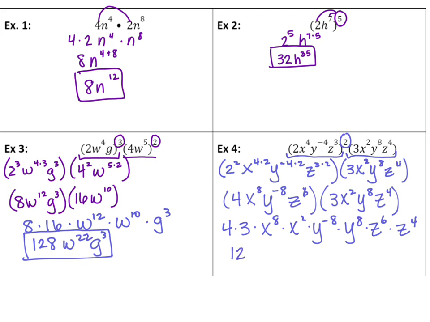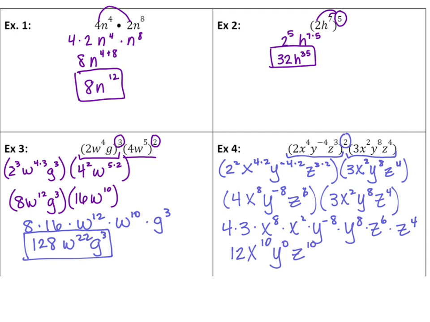So 4 times 3 is 12. Remember, when we're multiplying 2 with the same base, we add those exponents, so it's going to be x to the 10th, because we add 8 plus 2, and then we will have y to the negative 8 plus 8 is 0. And then z to the 6 plus 4 is 10.